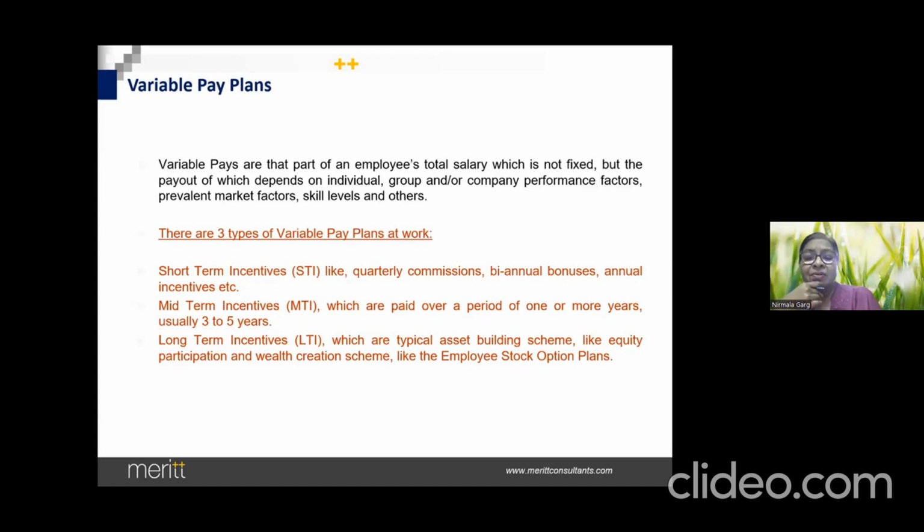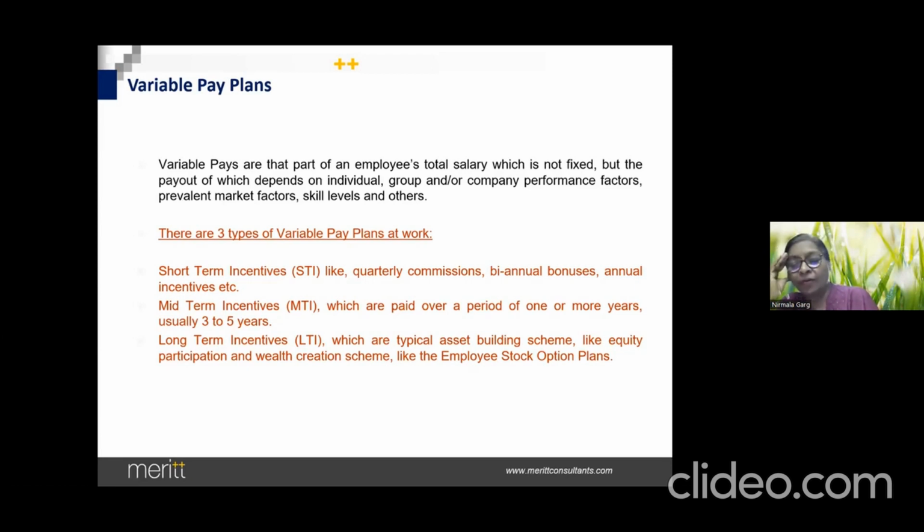When we talk about long-term incentives, typically they are like equity participation. You want to create wealth for your top management. They're typically given to the top management, for example, employee stock option plans. But today, in most of the startups and IT organizations, these stock option plans are also given across all the levels. Okay. But traditionally, they were only given to top management.